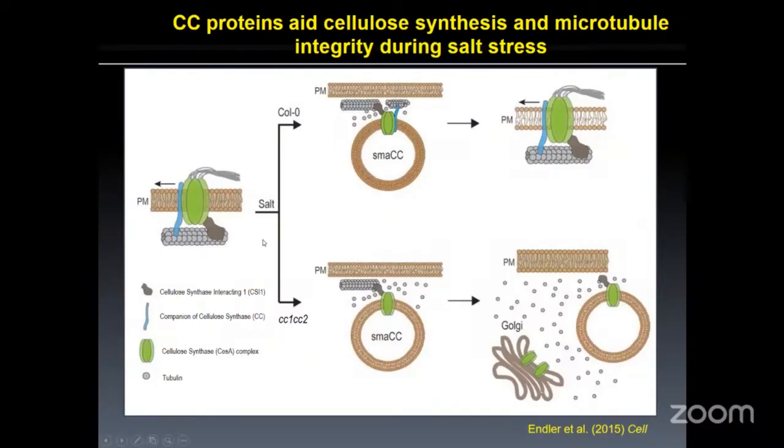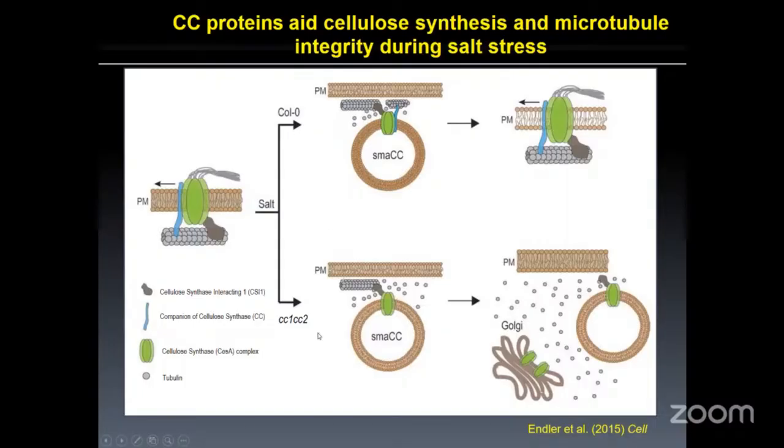The function of this protein is not becoming present, in a sense, until we expose plants to salt. What's happening during the salt stress is that the CesA complex is removed from the plasma membrane inside of small vesicles, and the microtubules are falling apart. And this protein is now able to reassemble the microtubules, and therefore this complex can now go back to the plasma membrane and continue to synthesize cellulose. This is basically a way for the plants to maintain directed growth during salt stress.